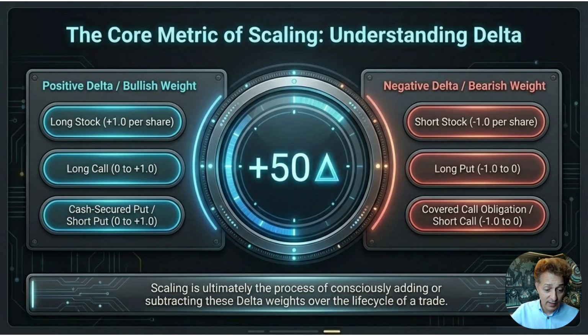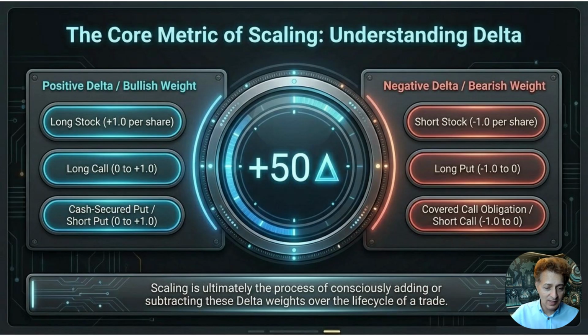Delta is the directional exposure your portfolio has. And it's important to understand that while we use the term delta when dealing with options, to be honest, when trading, stocks also have delta. We never talk about it because the delta of a stock is 1.